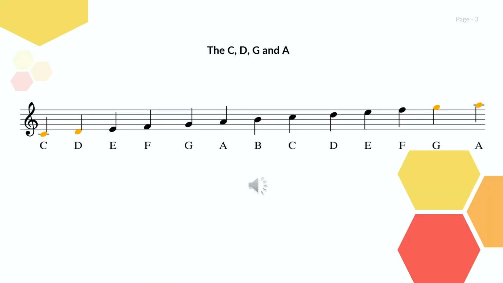In this example, we have the notes C and D. They are written below the stave, and G and A, they are written above the stave. And these notes together sound like this. This looks like a scale. I will cover scales in another video.